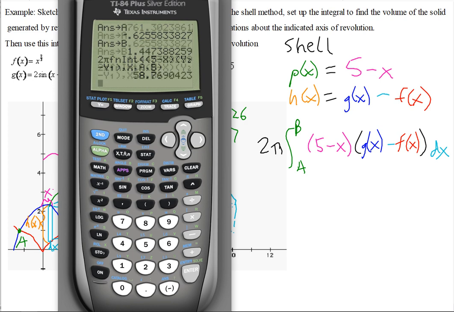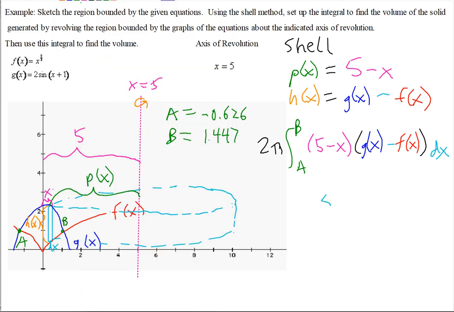Sometimes it takes a little longer, so 58.769. And it's volume, so units cubed. And that concludes the notes for AP Calculus on the topics of the disk method and the shell method.